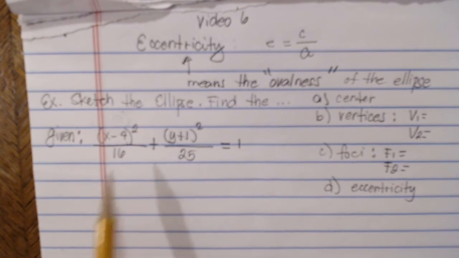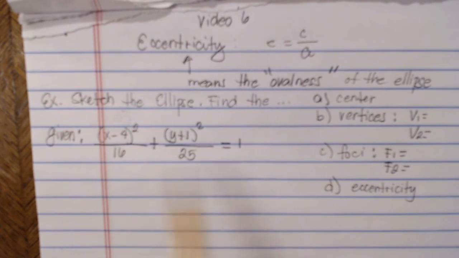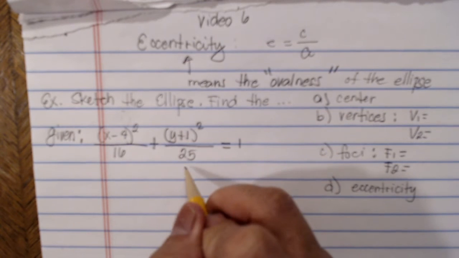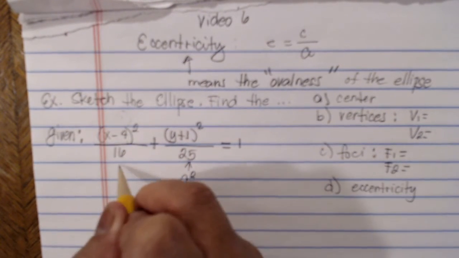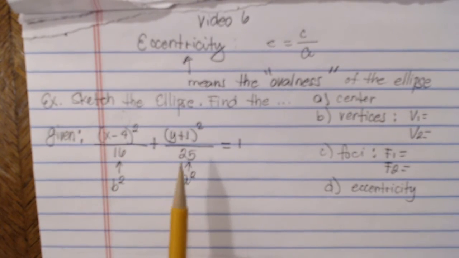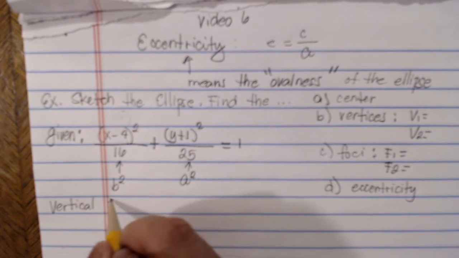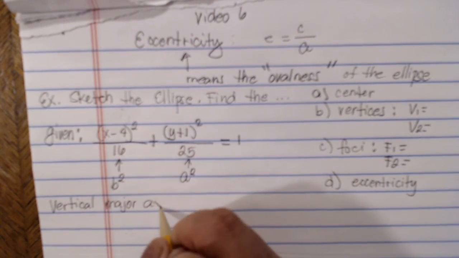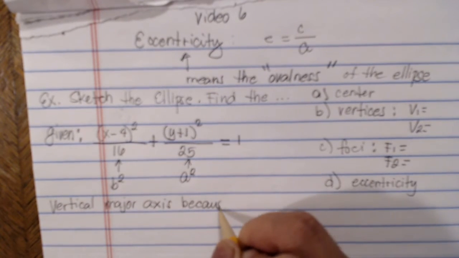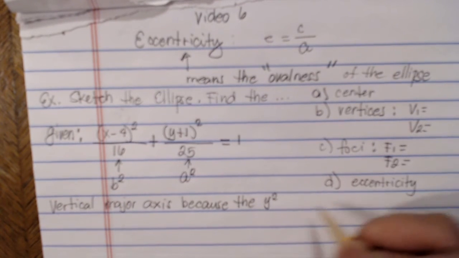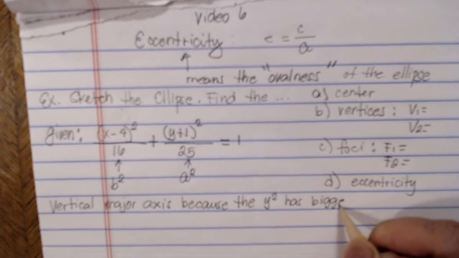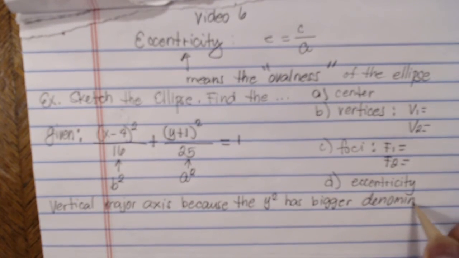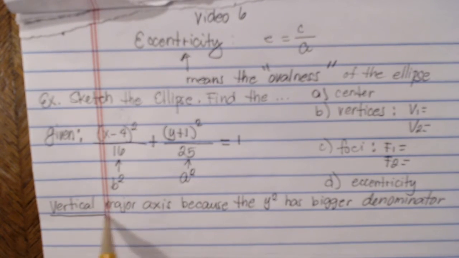Okay, here's the given. It's straightforward. You don't have to square it because it's already squared. Right away, you see this big number? This is your a squared, and this is your b squared. Since the y squared has the bigger denominator, this is vertical. We're going to have a vertical major axis, so your ellipse is standing up because the y squared has the bigger denominator.